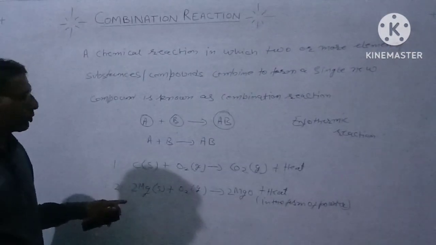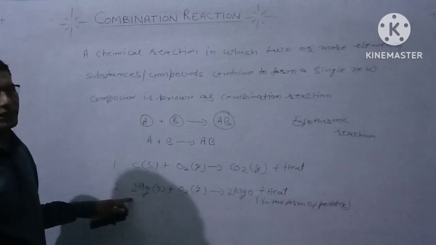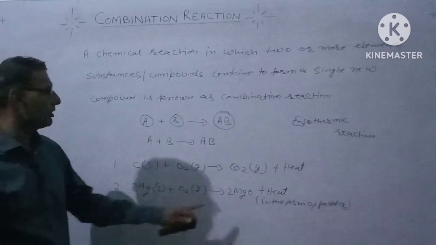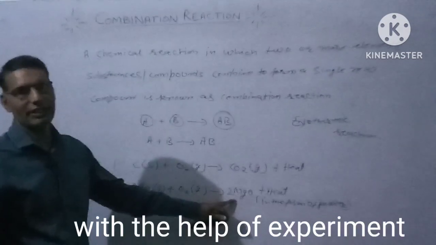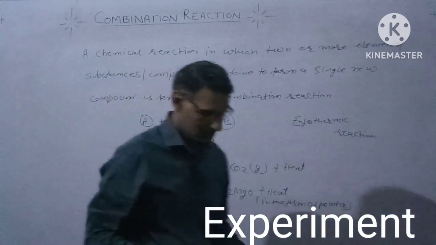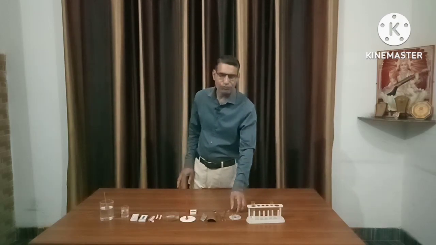Now we learn about this chemical reaction, that is burning of magnesium in the presence of oxygen, and also about the nature of magnesium oxide, that is acidic or basic. So let us start. Experiment on combination reaction, that is burning of magnesium ribbon in the presence of oxygen, and also what is the nature of the product we get in this reaction, that is magnesium oxide.